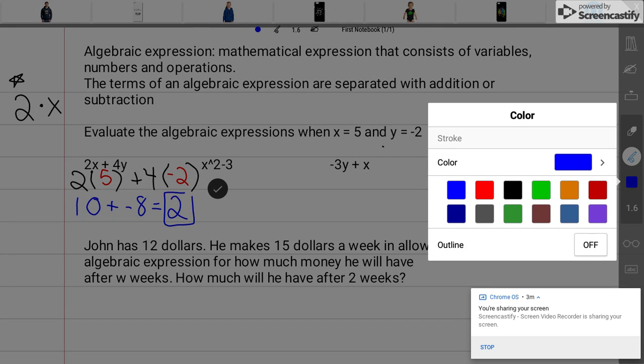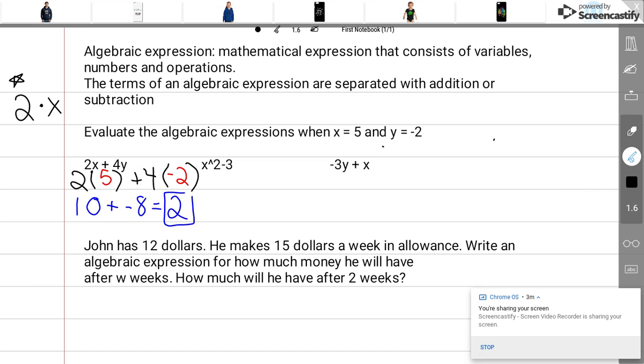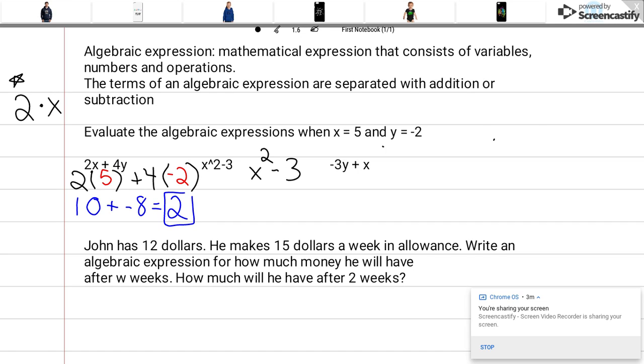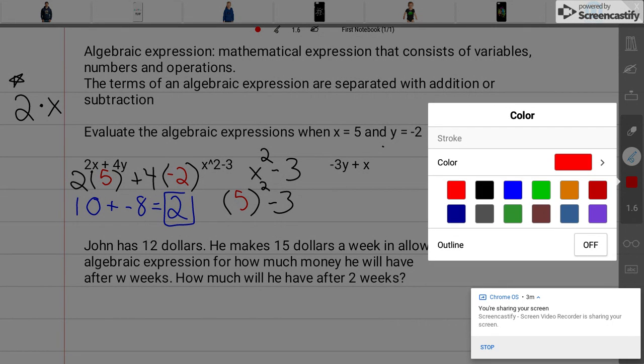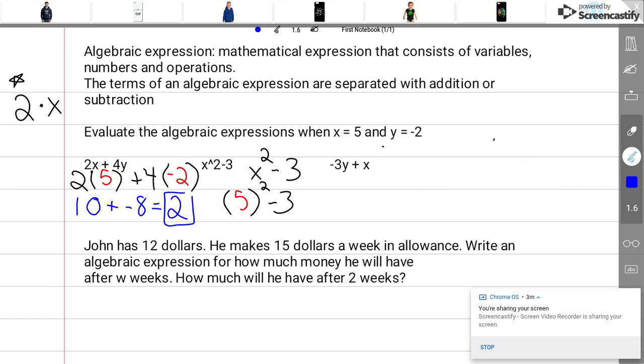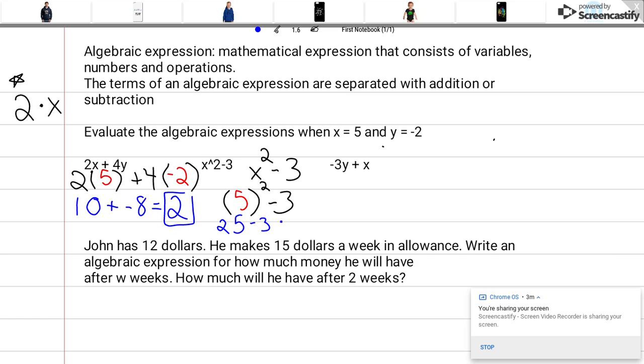Let's look at the next one. Let's change colors back to black. This reads x squared minus 3. I'll write it over here. It's a little difficult to type. So x squared minus 3. Again, open my parentheses, and I have to substitute an x. I'm going to use red, and I'm going to put a 5. Squared means you're going to take the number in those parentheses and multiply it how many times you see it in that exponent. There's a 2 there, so I'm going to do 5 times 5. That gives me 25 minus the 3. So my final answer is 22.